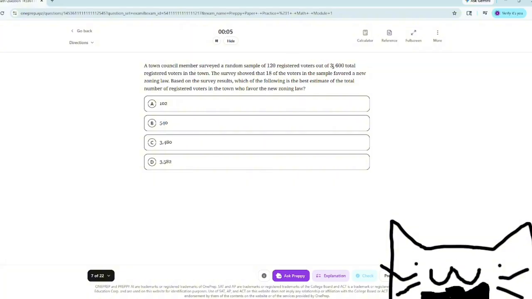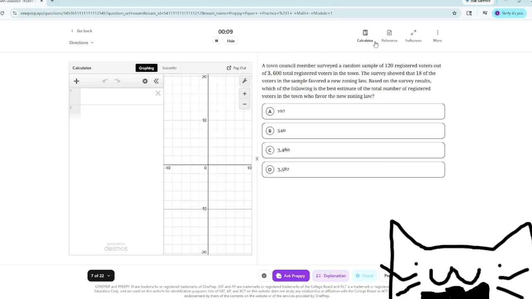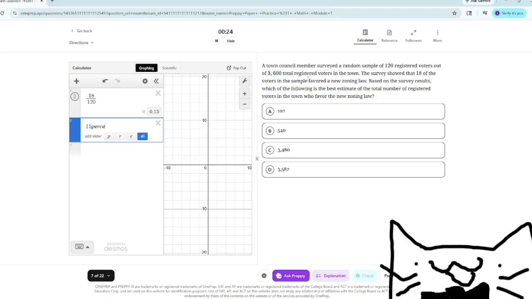Okay. A town council member surveyed 120 voters out of 3,600, and 18 voters. Okay, so it gave us 18 out of 120, right? And it wants us to find that in 3,600. So what is that? 15%? So 15% of 3,600. All right, 540.